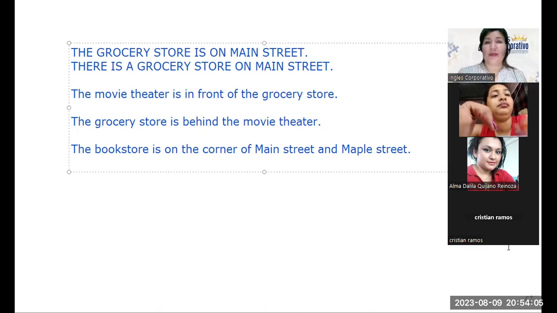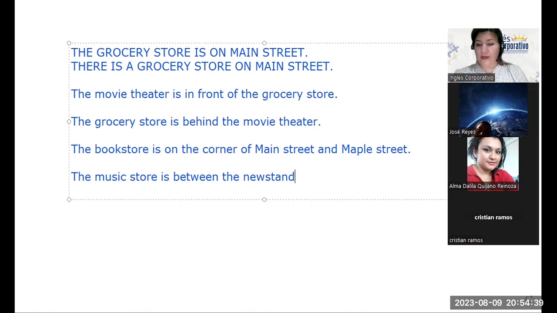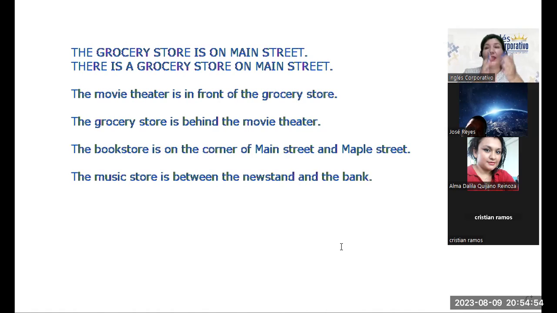The next one, between. Cuando ocupamos between, vamos a poner los dos lugares. Let's choose one that it's between. The music store. ¿Dónde está la music store? The music store is between what? The newsstand and... ¿Qué está al otro lado? The bank. Y ahí tienen los ejemplos de las oraciones. The music store is between the newsstand and the bank. Porque está en medio de esto y esto.